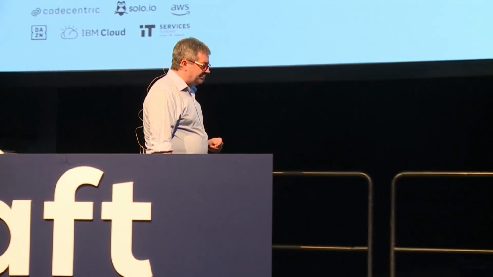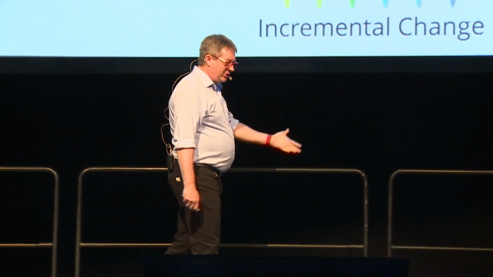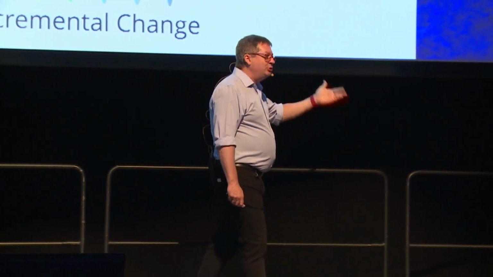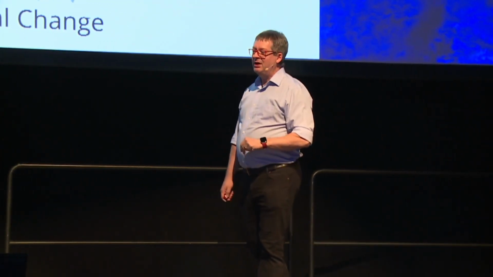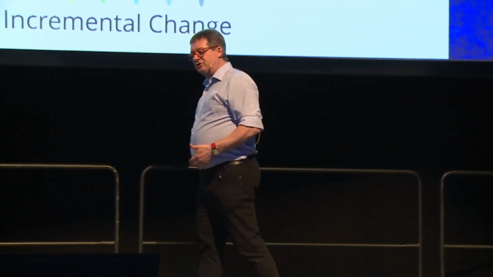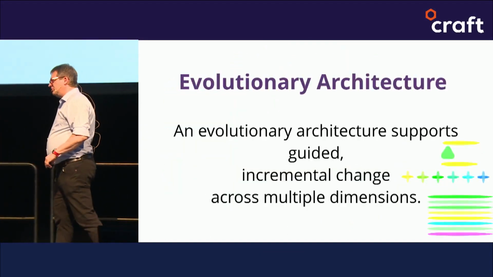And so that's our definition, which now gives me enough to talk about the agenda for the rest of this talk. The first part of which is the definition of evolutionary architecture, which you've just lived through. Now I want to show you a bunch of examples of this idea of fitness functions as a mechanism for protecting and preserving architectural characteristics, but also as a way of automating architectural governance. And then I'll show you some examples of what we mean by incremental change.